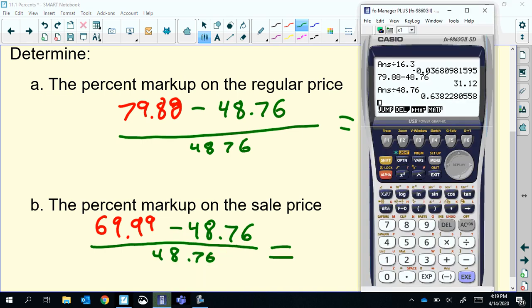Even when it's on sale, 69.99 minus 48.76, divided by 48.76. Even when it's on sale, it's still a 43.5% markup.